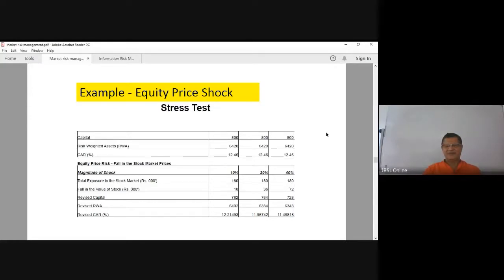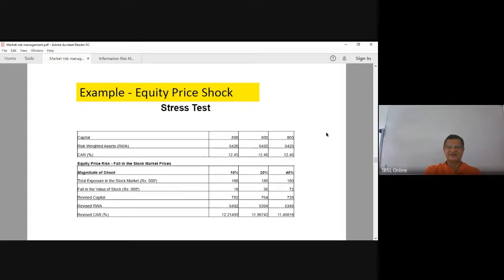If it is a 10% drop, they lose 18 million. If it is a 20% drop, they lose 36 million. And if it is a 40% drop, they lose 72 million. So your capital, which was 800, will get reduced because there is a loss on your profit and your revenue will get lower. When your revenue gets lower, your reserves on income will be affected and then the capital will come down. So 800 minus 18 will get to 782, 800 minus 36 will give 764, and 72 will give 728.